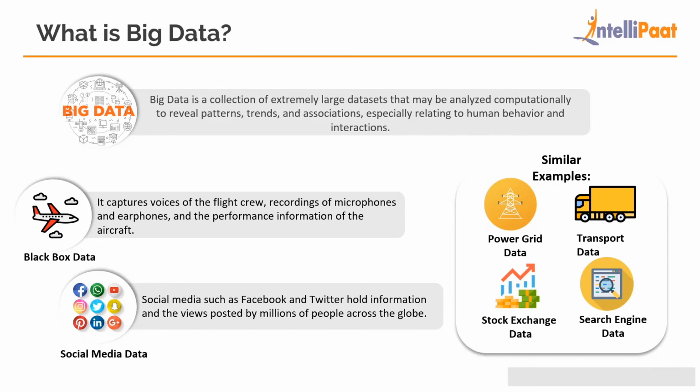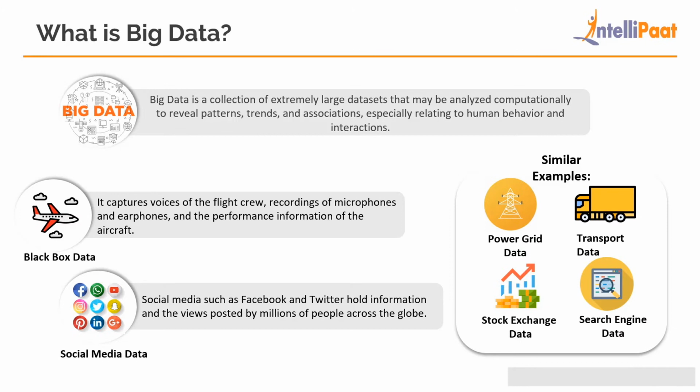Now as you understood data, let's see what is big data. Big data is a collection of extremely large data sets that may be analyzed computationally to reveal patterns, trends, and associations, especially relating to human behavior and interactions. So it is basically a collection of a lot of data. Let's remove these words like large data sets. It's basically a huge amount of data which is analyzed to see if there is something useful inside of that data. So that's why we need big data.